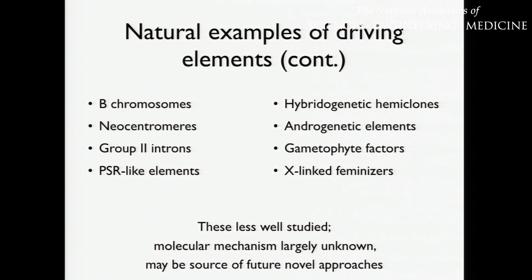There are many other examples that are less well known, perhaps, but have nevertheless been described. B chromosomes, neocentromeres, group 2 introns, maternal sex ratio-like elements, harbor genetic hemiclones, androgenetic elements, can mutate factors, and X-linked feminizers. So there's a whole zoo, a whole biodiversity, if you want, of these genetic elements that are able to spread through populations because they show this drive. Many of these have been less well studied. For many of them, the molecular mechanisms are less well known and could, in principle, be sources of novel approaches in the future as we learn the underlying biology.